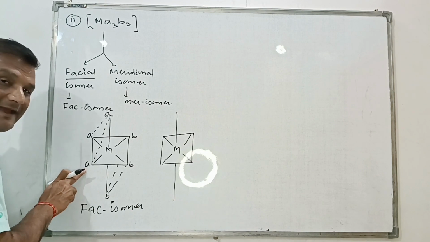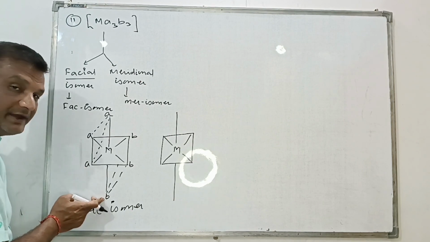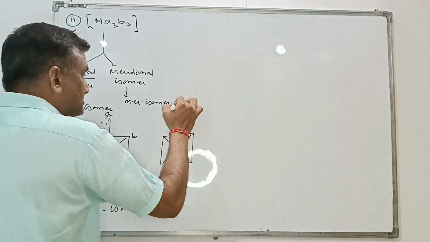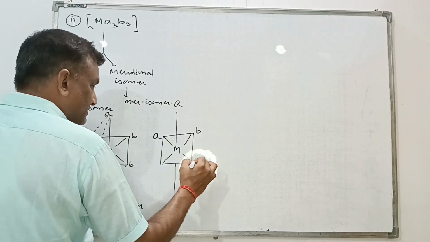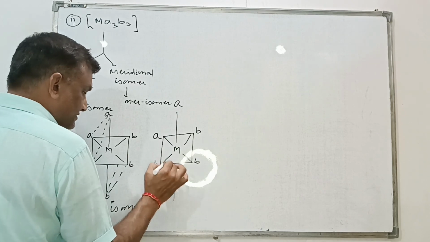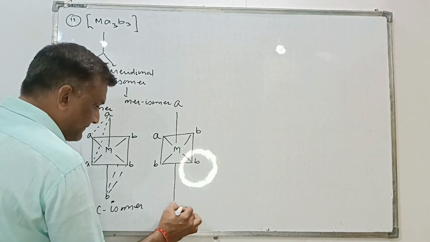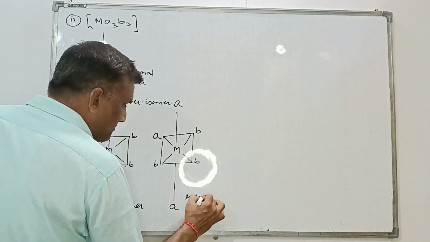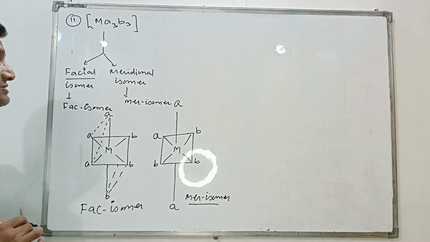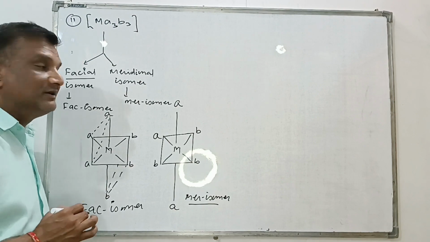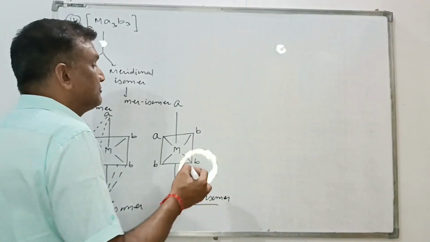So we can remove A from here to here. Then it will be as follows. This is your A, this is your A, this is your B, this is your B, this B, and A shifts over here. Then it is called the mer isomer. There are two isomers regarding Ma3B3: the facial and meridional isomers.